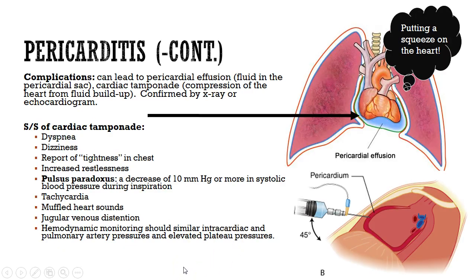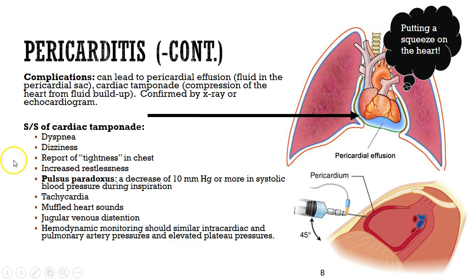So complications, the two most common complications with pericarditis are pericardial effusion, which is fluid in the pericardial sac, and cardiac tamponade, which is the compression of the heart from the fluid buildup. This is confirmed by X-ray or an echo.